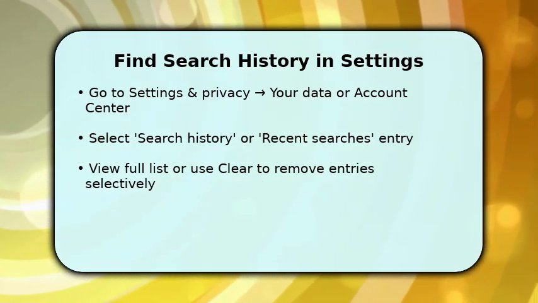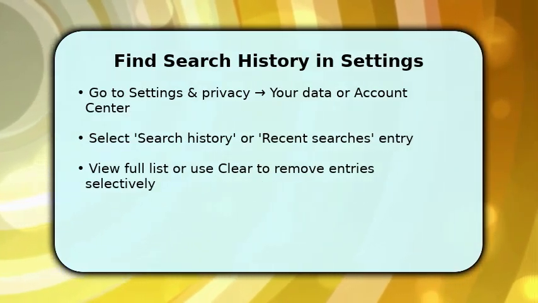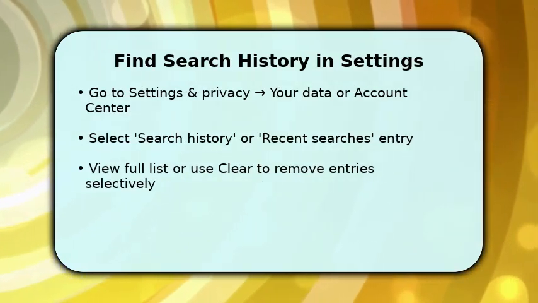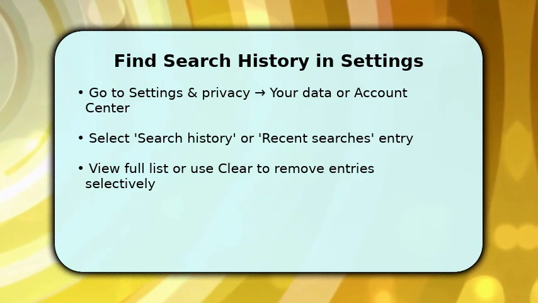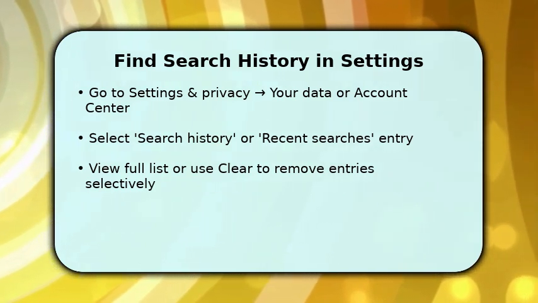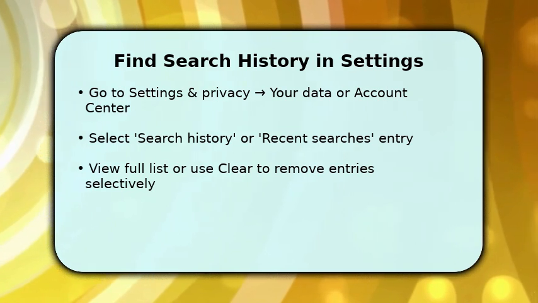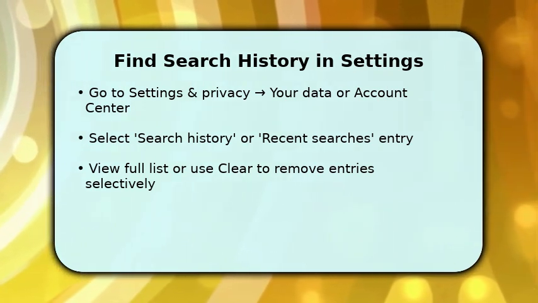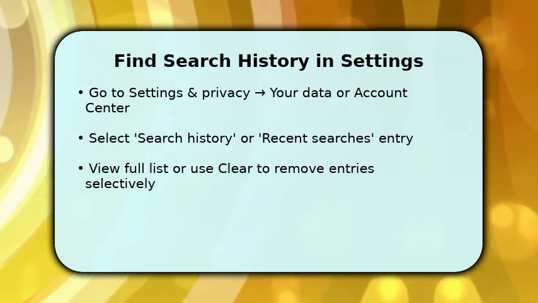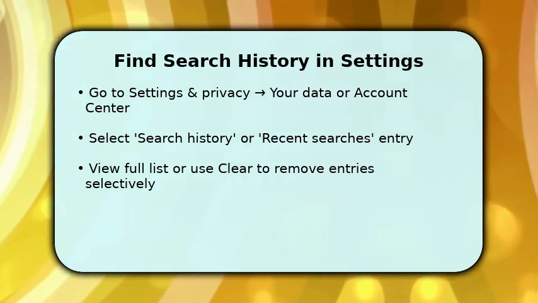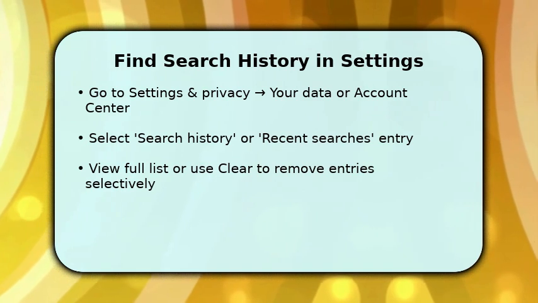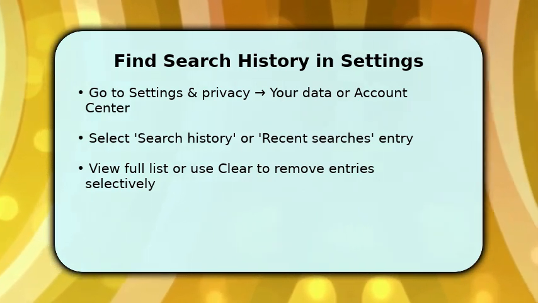Once in Settings and Privacy, scroll to the section labeled Your Data or directly to Search History. Instagram labels vary by version. Tap Search History or Recent Searches to reveal the logged queries, and understand that Instagram saves both usernames and search phrases. You can tap individual items to revisit profiles or use the clear option to delete everything.